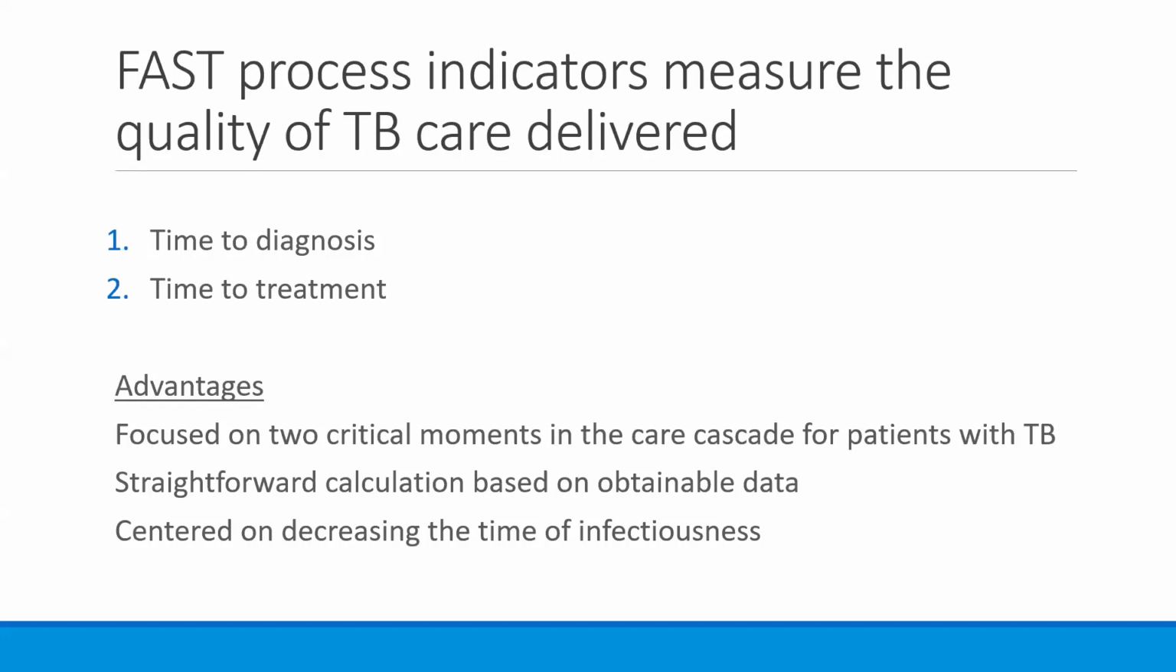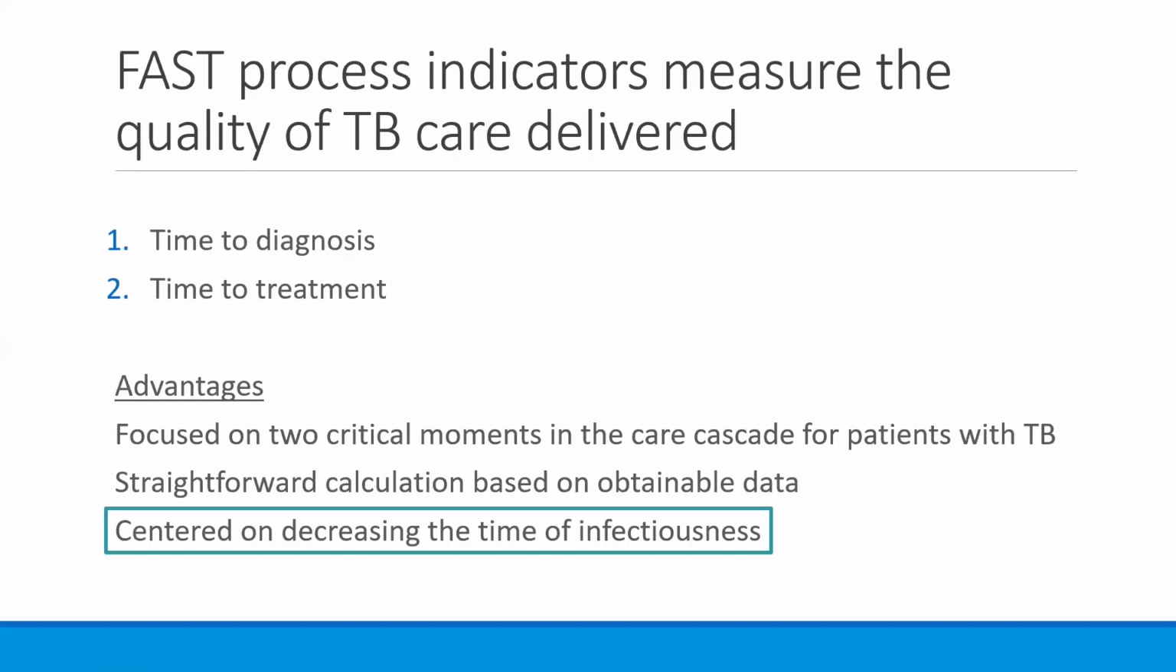So by measuring these two things, we're really focusing on the two critical moments in the care cascade for patients with TB. It's a relatively straightforward calculation. These are data that are generally available. Hospitals record the day that someone is being hospitalized. The laboratory is collecting data on the day of diagnosis, either a positive smear, positive Xpert, or whatever the diagnostic test is that you're using, and then we know when treatment is initiated, either from the chart or from some NTP, National Tuberculosis Program log. But I think most importantly, these measures are really centered on decreasing the time of infectiousness. So they're important for us to track.